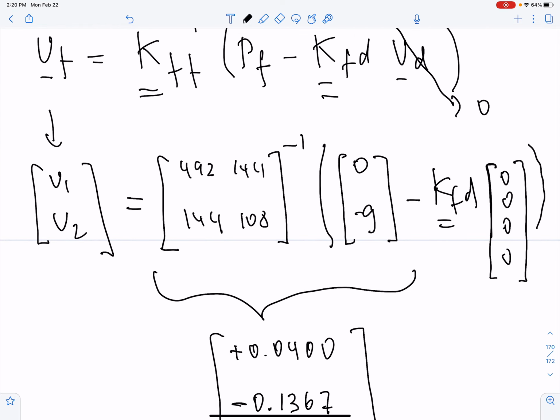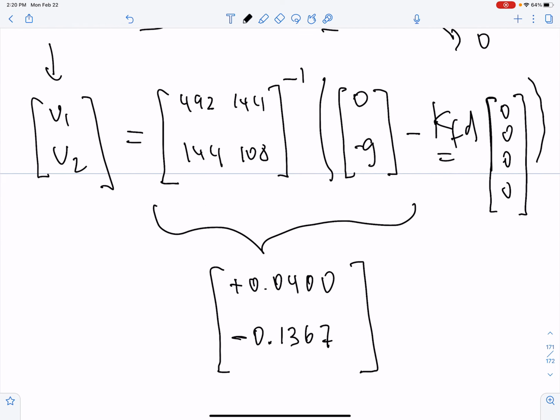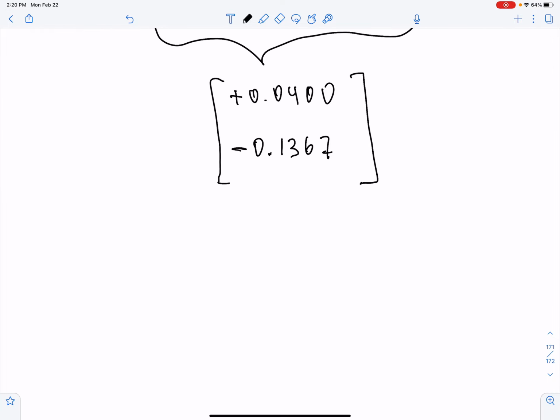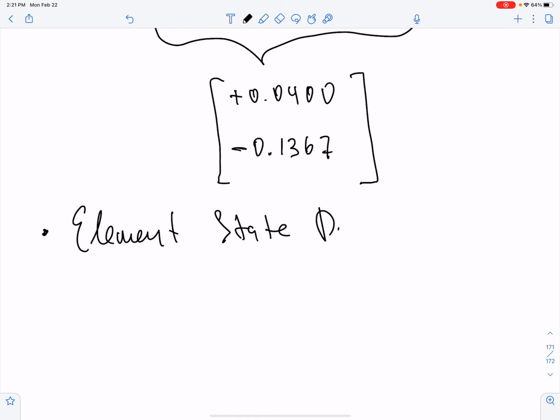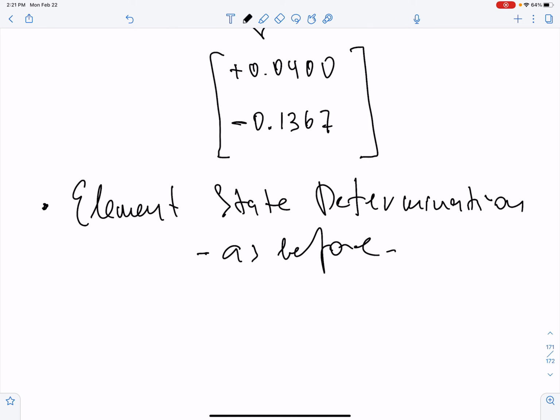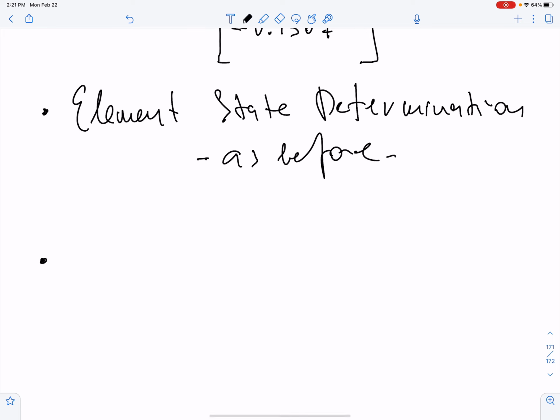Okay. So element state determination is as before. Nothing changes. I'm not going to go through that. Please consult the previous lecture. And now let me just directly compute PD. Support reactions.